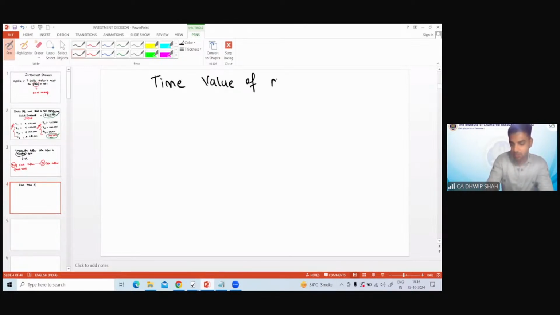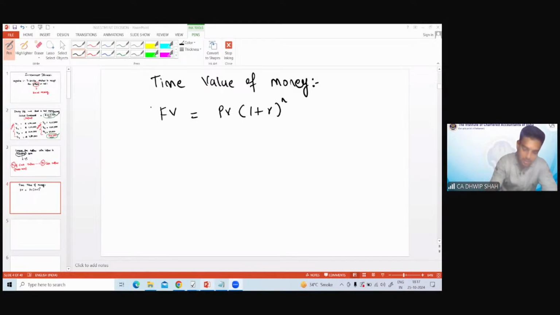So present value is the outcome of this topic, time value of money. And I know you would have seen this formula as well. FV is nothing but future value. It is nothing but present value times 1 plus rate of return raised to n. Correct? Yes or no? Have you seen this formula? We never used to understand it.